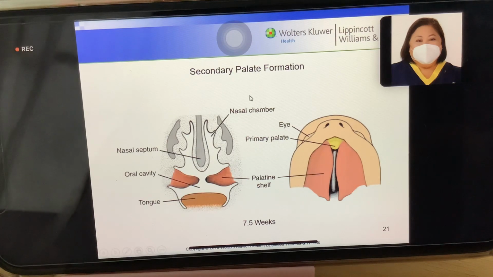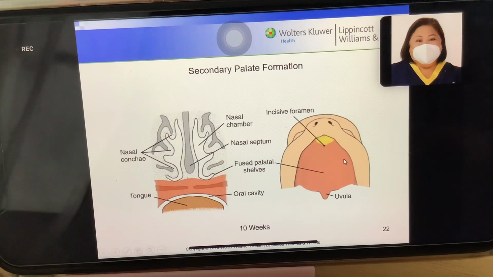So this illustration of the secondary palate development shows the palatal shelves filling up to assume the horizontal position dorsal to the tongue, and for this movement to occur, the tongue must drop out of the way. In order for the tongue to move ventrally, the mandible should grow forward to create the necessary space. Okay. So this is again the illustration of the secondary palate formation at 10 weeks.